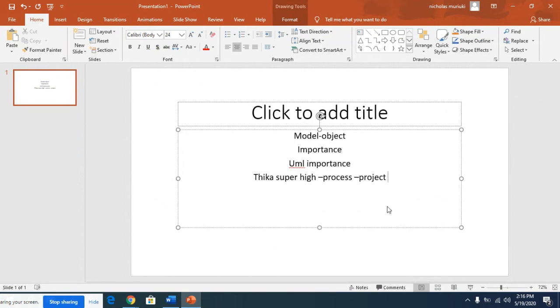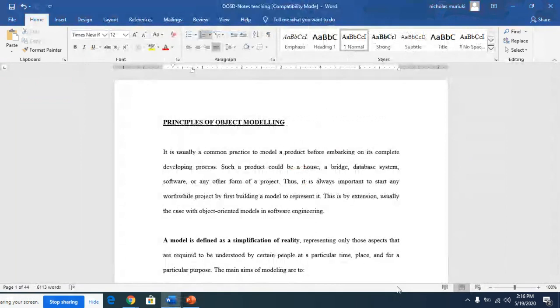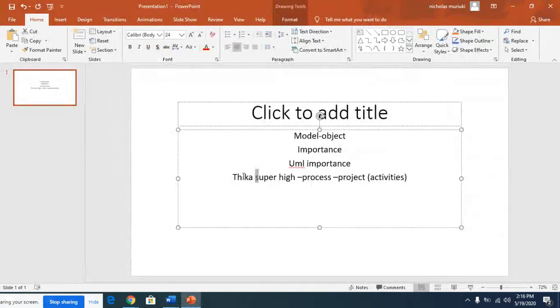And when you talk about a project, we are talking about activities that are supposed to be done on this model that we have. So when you combine various activities, and these activities are able to connect together and form a process, or a step-by-step approach, now you design a model. So that's why we are saying a model is a simplification of reality. In this, we are representing only those aspects that are required to be understood by certain people. So how will you understand this is Vika Superhighway? You'll understand that it is Vika Superhighway because we have a process.